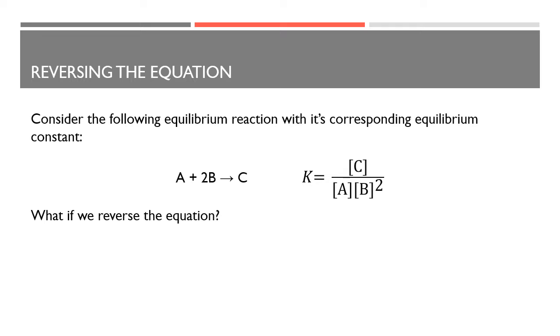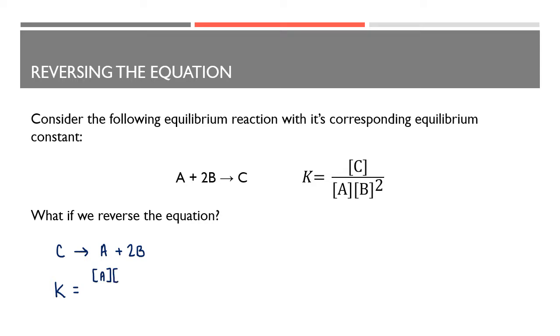We are going to reverse the equation. So if we have the generic chemical reaction A plus 2B gives us C, with the equilibrium constant expression equal to the concentration of C over the concentration of A times the concentration of B squared. If we reverse the equation, then I'm going to rewrite this. So we have C gives us A plus 2B. Now I'm going to rewrite the equilibrium constant expression with that reversed equation, and you can see what happens.